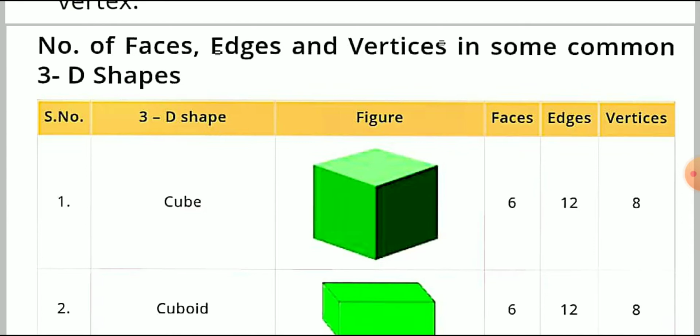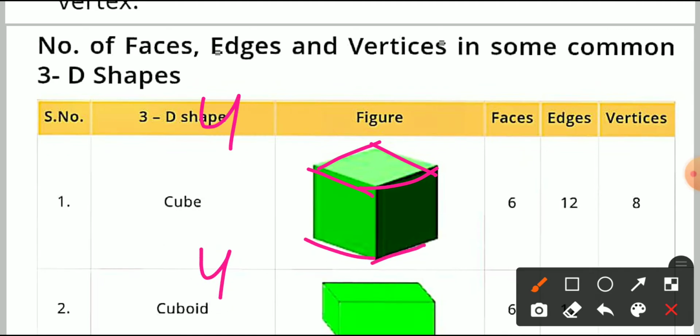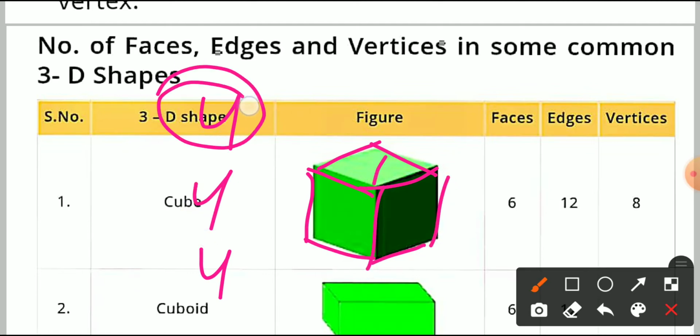Now if you have 6 faces, then how many edges are there? You can count: 1, 2, 3, 4. 4 for the top and 4 for the bottom. The bottom edges are these: 1, 2, 3, 4. Now what about the remaining 4? Like this: 1, 2, 3, and the last one is 4. 4 plus 4 is 8, and 4 more is 12.